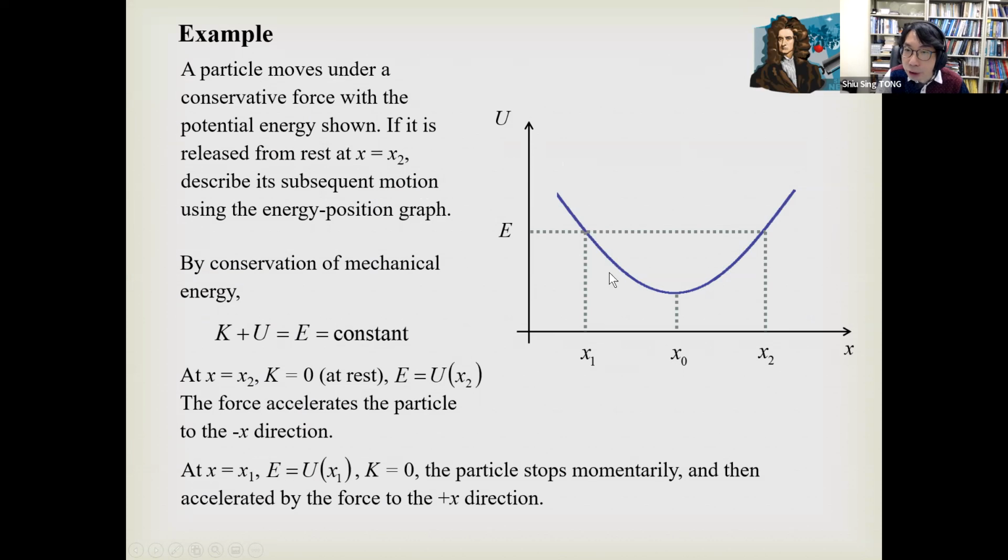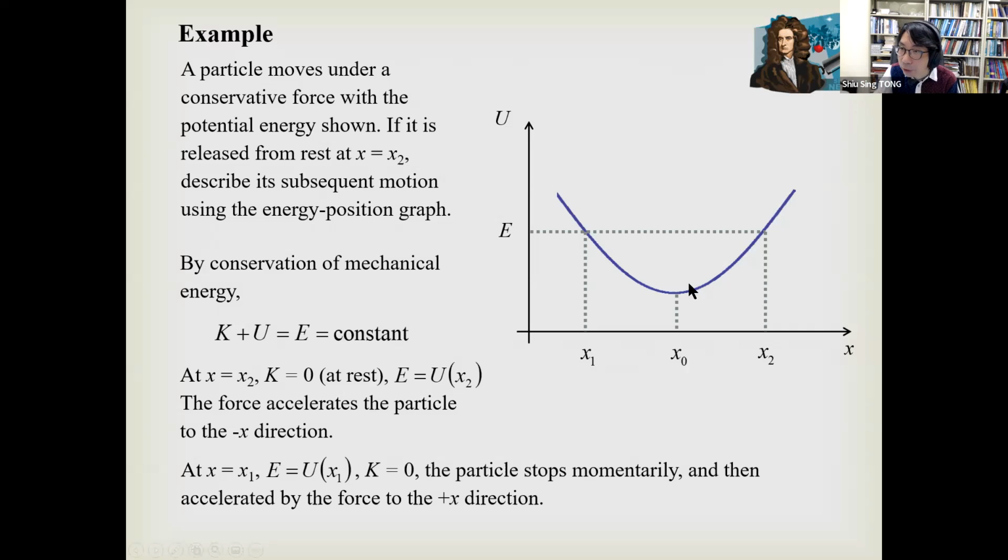Now, if we know the shape of the potential energy curve, we can actually predict the motion of a body under the action of this potential. Now here is an example. Suppose we have a potential energy curve that goes like this. It's a concave curve, and you can see there is a minimum point at the position x0, right? So this x0, according to our previous discussion, corresponds to a position of stable equilibrium.